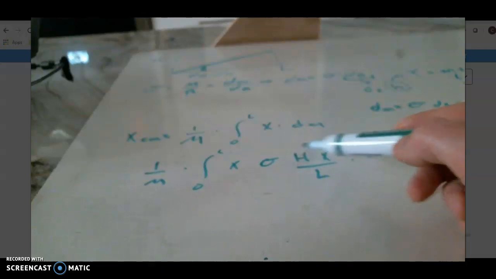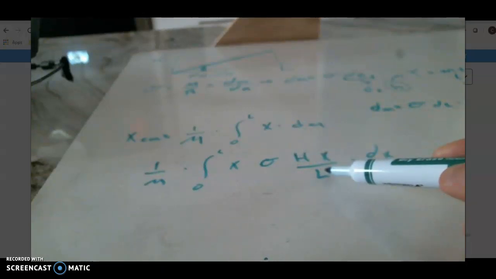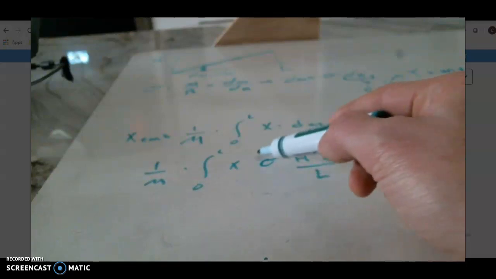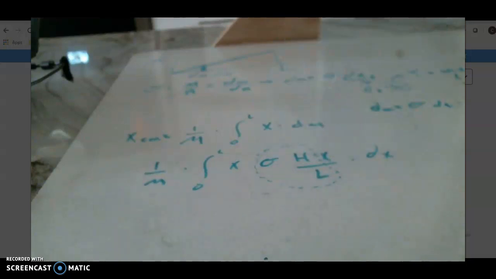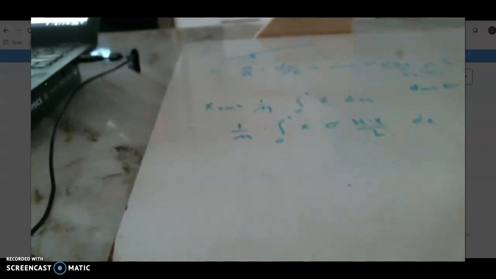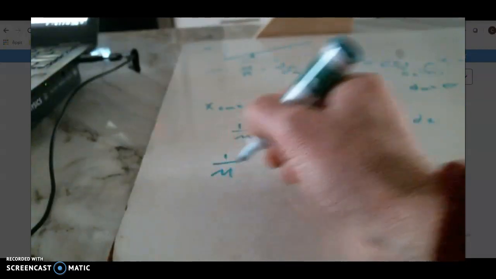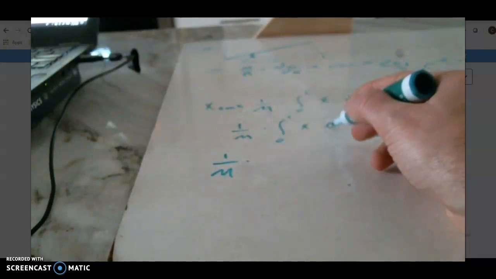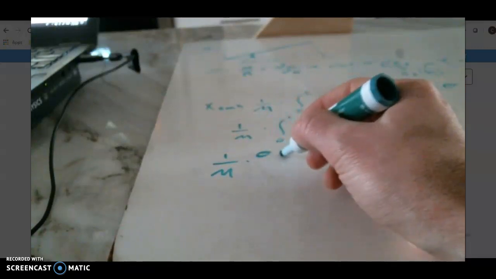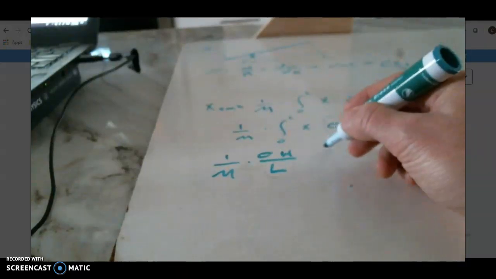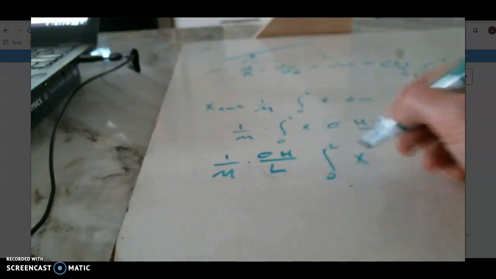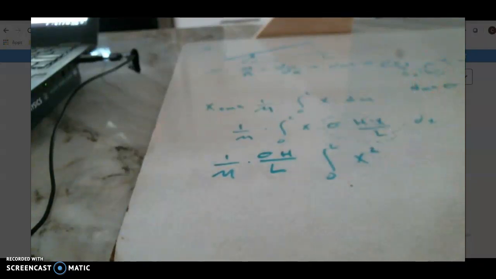That piece of wood has a set height, a set length, and a set density. So all of what I'm circling here is a constant. I'm going to fish that out. So what I end up having is 1 over m times sigma h over L. Then I will integrate from 0 to L x squared dx. And that's it.